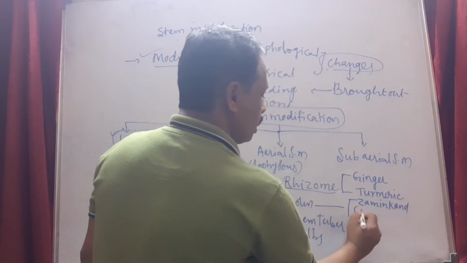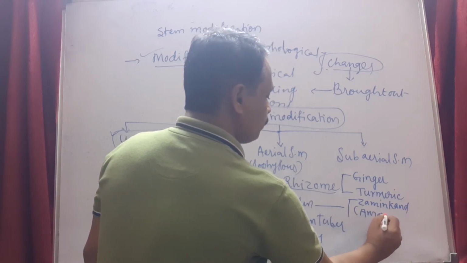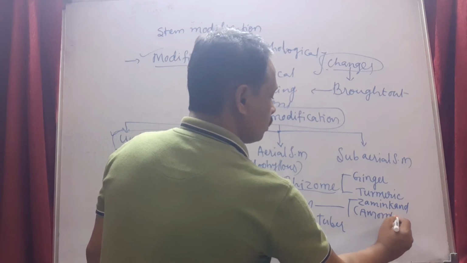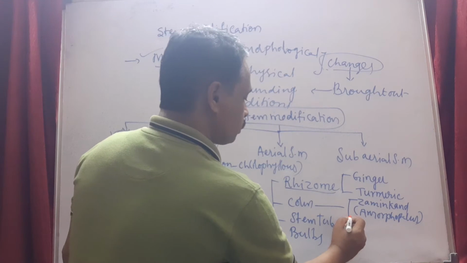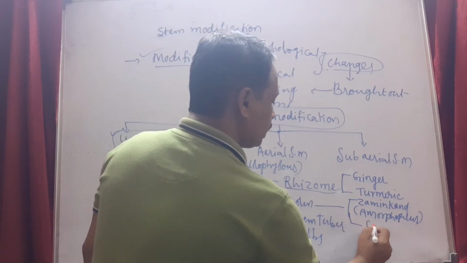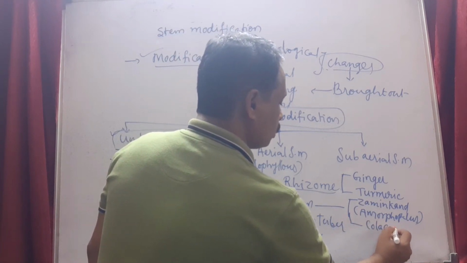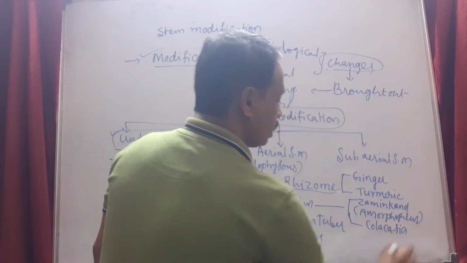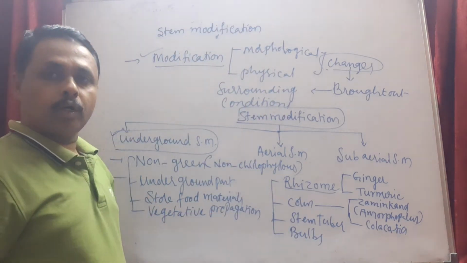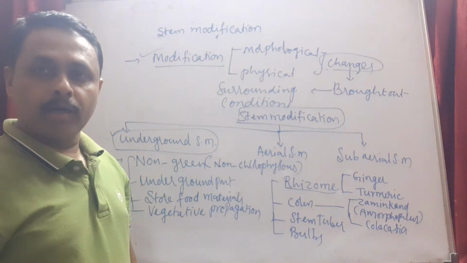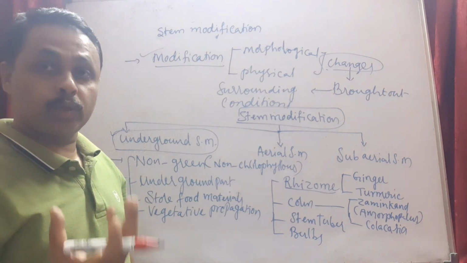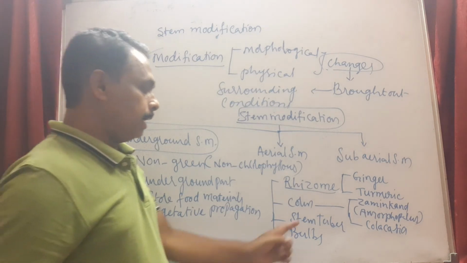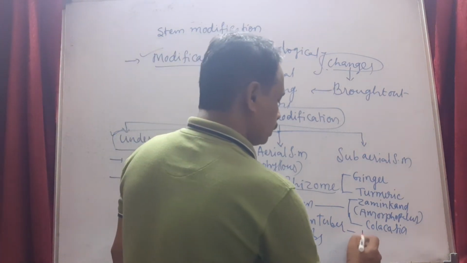Corm examples: Amorphophallus, Jamaican, and the next one will be Colocasia. Corm is a modified stem structure which helps for storage of food materials. And a stem tuber, potato.